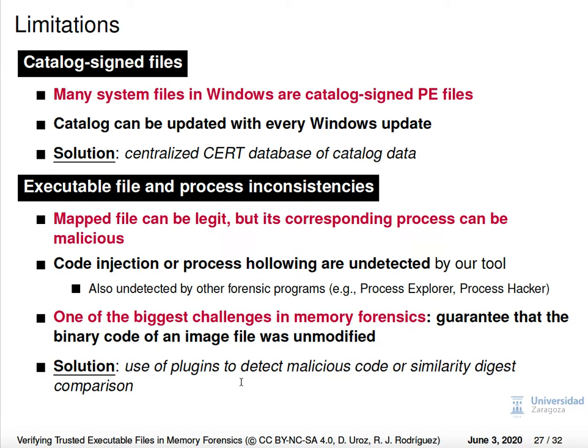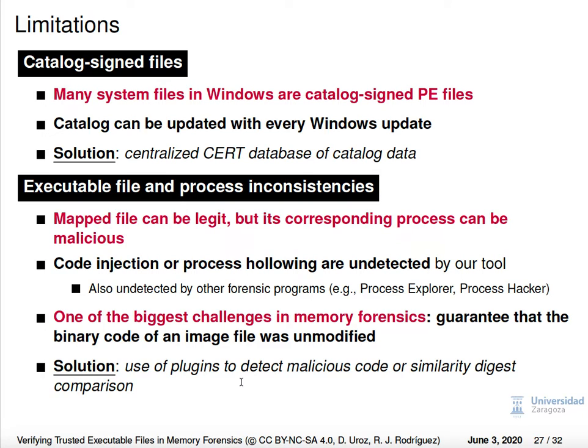Last but not least, we have inconsistencies between the executable file and the process. This is one of the biggest challenges in memory forensics: how to guarantee that the binary code of an image file was unmodified. Because the mapped file can be legit, but the corresponding process can be malicious.